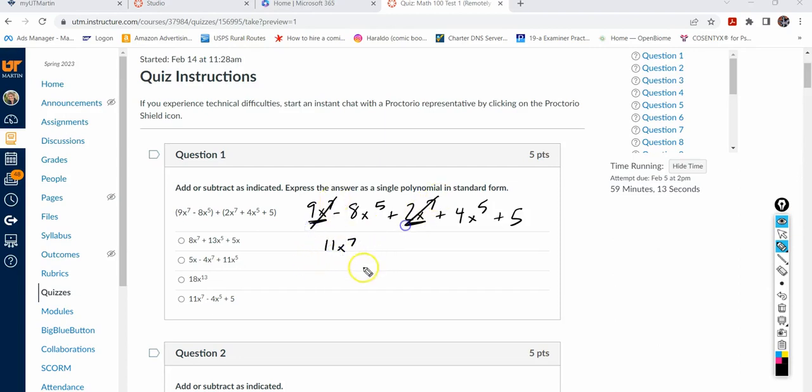So those will go away. Then I'll have minus 8 x to the 5th plus 4. So that'll be minus 4 x to the 5th. And then I'm left with plus 5. And so that looks to be matching down here with the last one. And so I'm going to choose that one.